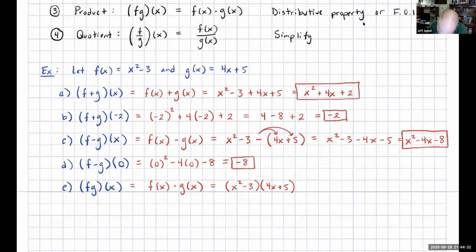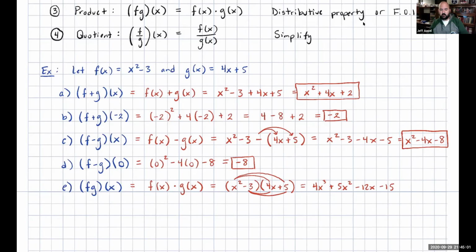So if we FOIL this thing out, we're going to get 4x cubed from multiplying these first two. And then when we multiply the outside two, x squared times 5, that's a plus 5x squared. The inside pieces become a negative 12x. And then we get minus 15 when we multiply the last two.